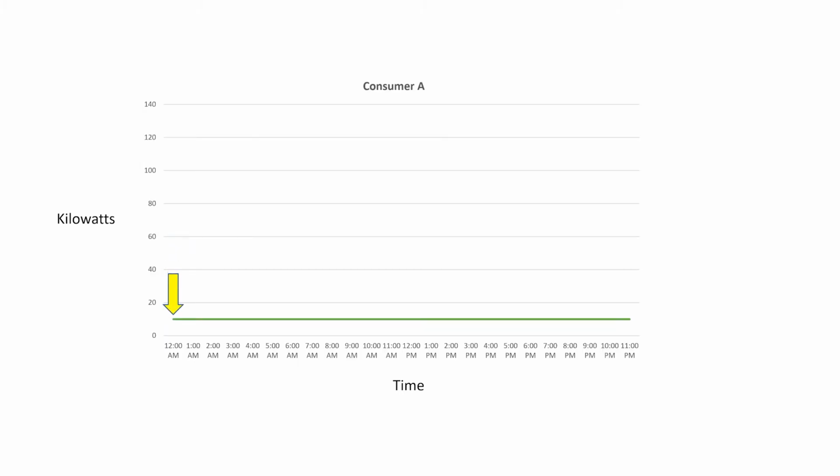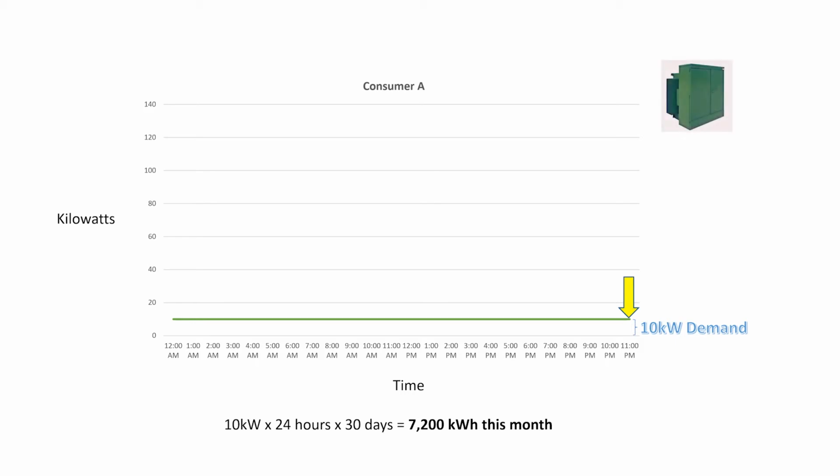Consumer A has a load of only 10 kilowatts and it runs continuously both day and night. We calculate their usage as 10 kilowatts times 24 hours a day times 30 days in this month, so their bill shows 7,200 kilowatt hours for the month. The most power they use at any one time is 10 kilowatts, so that's their demand. Since this load is small, the size of the wire and transformer feeding that service can also be relatively small, and the cost to install and maintain are fairly low.